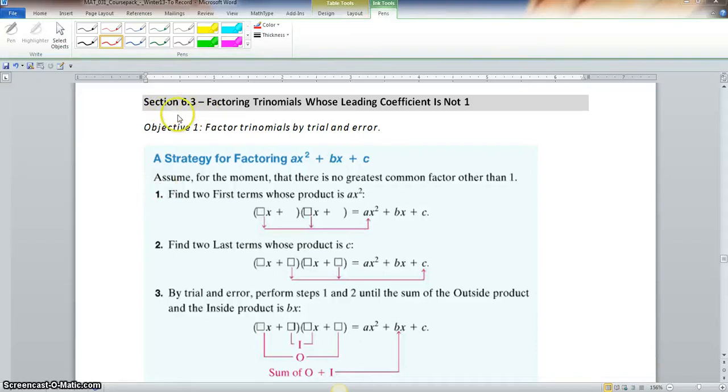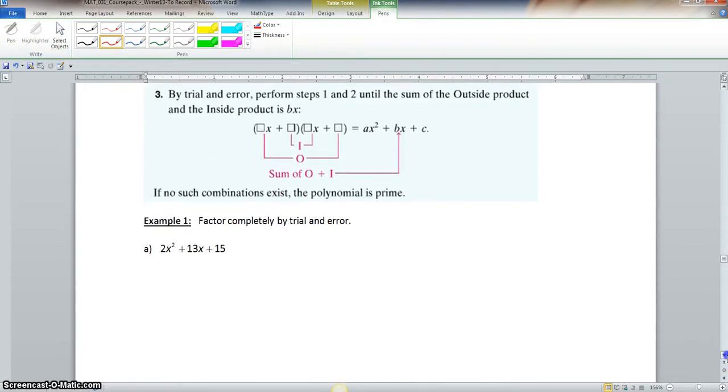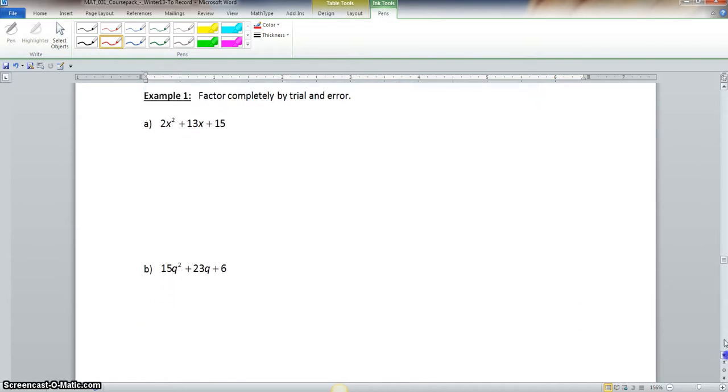Now, in section 6.3, factoring trinomials whose leading coefficient is not 1. We basically already covered all of this in 6.2. I just basically taught you this method instead of teaching you various other methods. So we could just go through what we did before for 6.2.